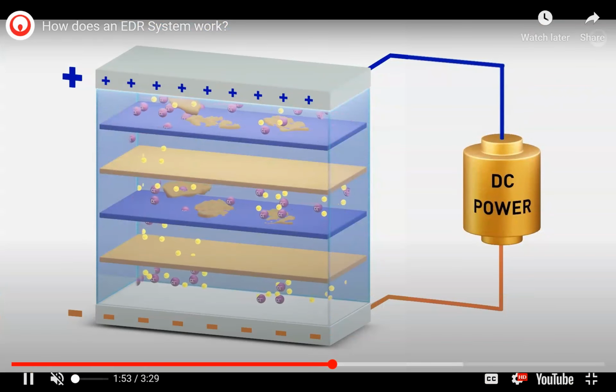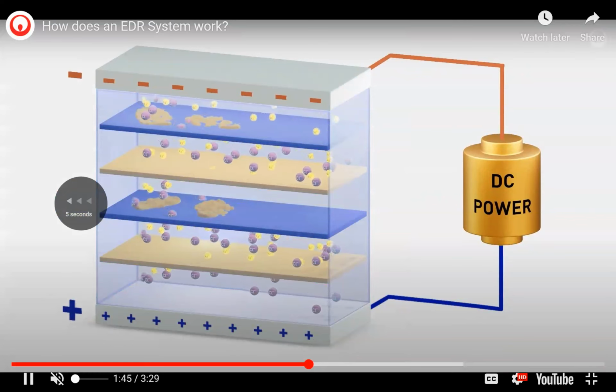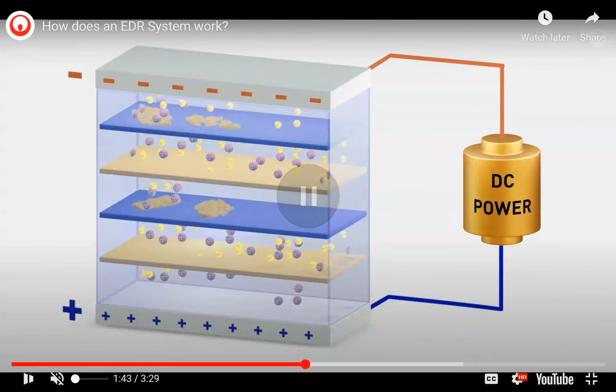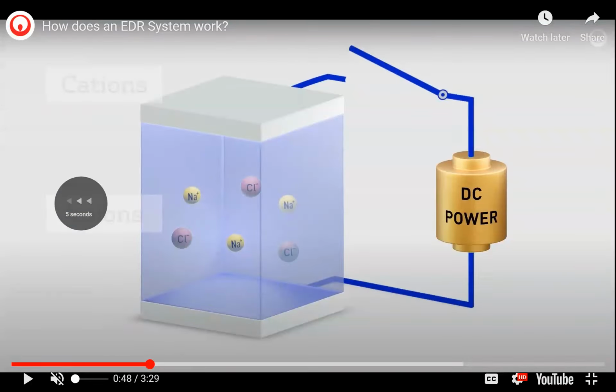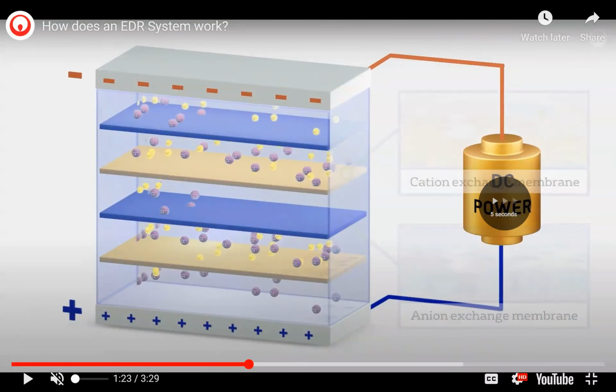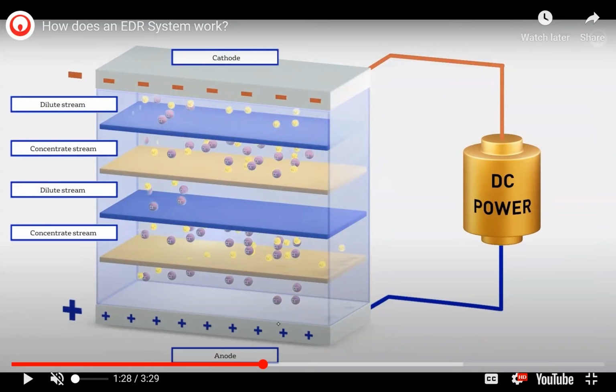You can see this here. Understood? Is it clear? This electrodialysis is clear. And one more thing that you have to understand is the concentrated and dilute streams. See here, where the dilute stream is forming and where the concentrated stream is forming.